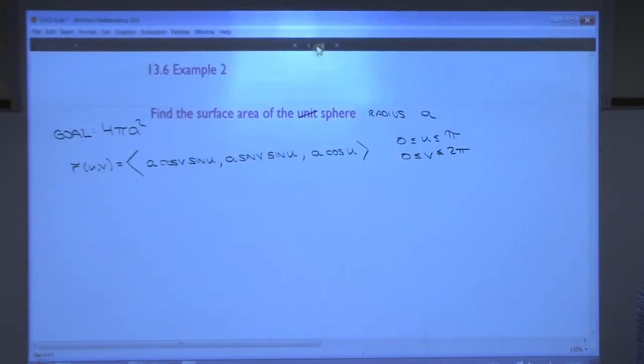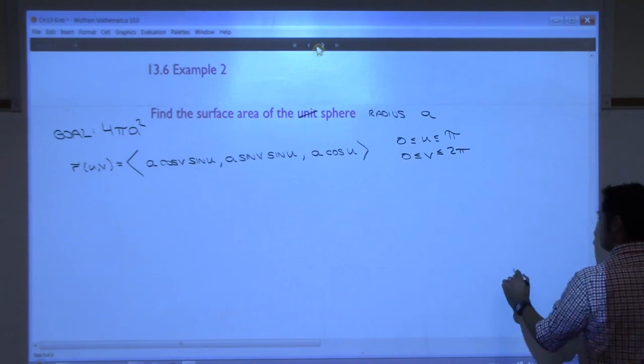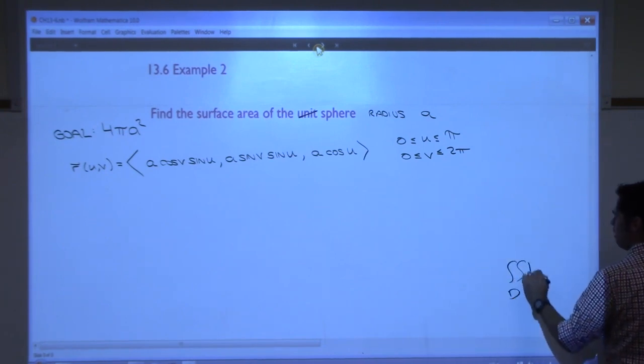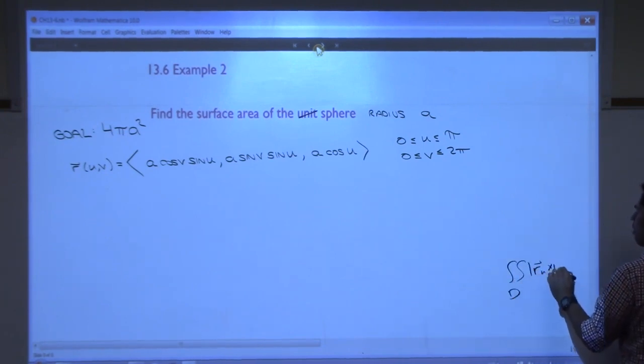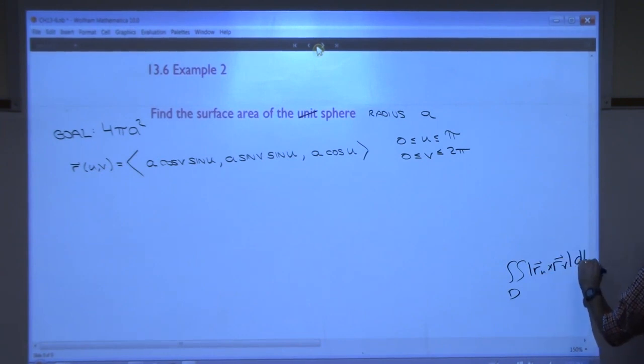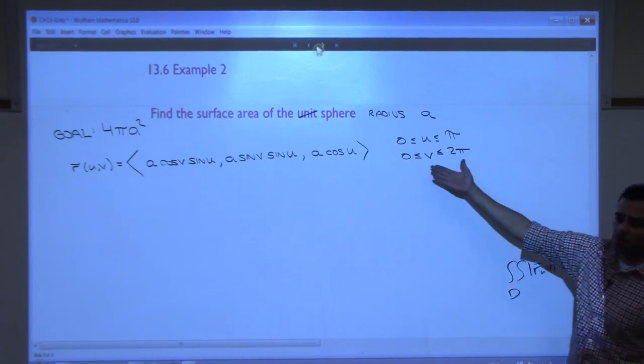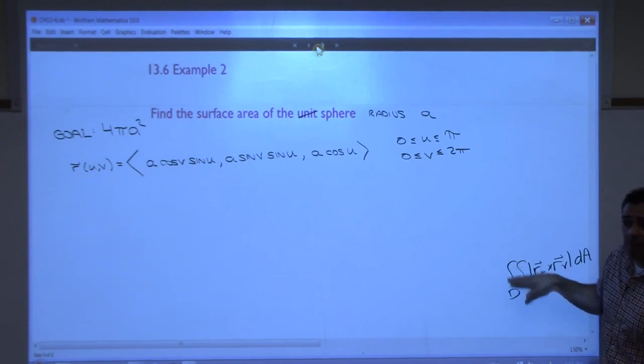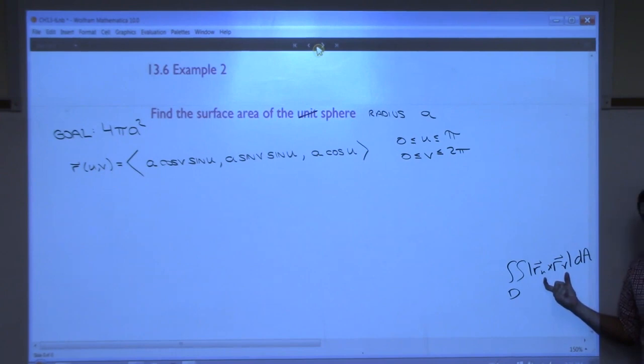If I'm going to use this formula, which is the double integral over D of the magnitude of r_u crossed r_v dA, then I'm going to need to know some restrictions on D. Do I know the restrictions for D? Yes, here they are. So I'm good with the limits of integration. I'm going to have to figure out what the cross product of the partial derivatives is, and then take its magnitude. This is the part that's going to suck.